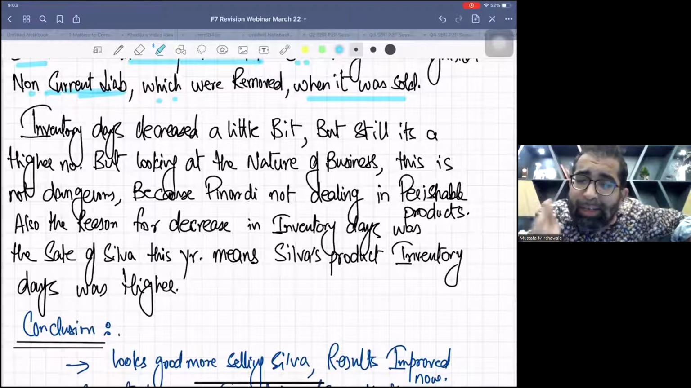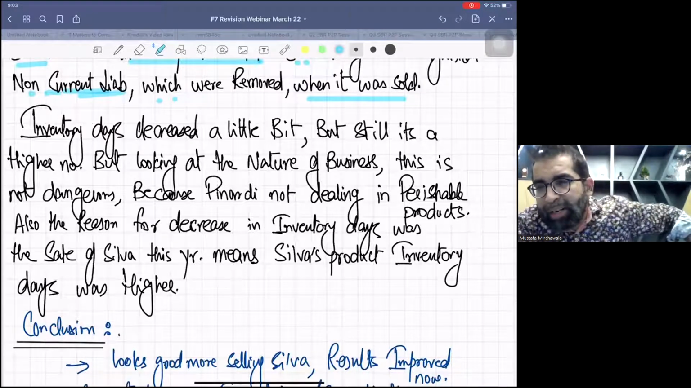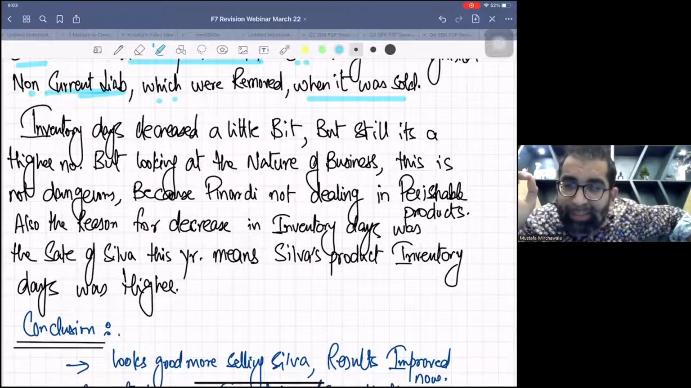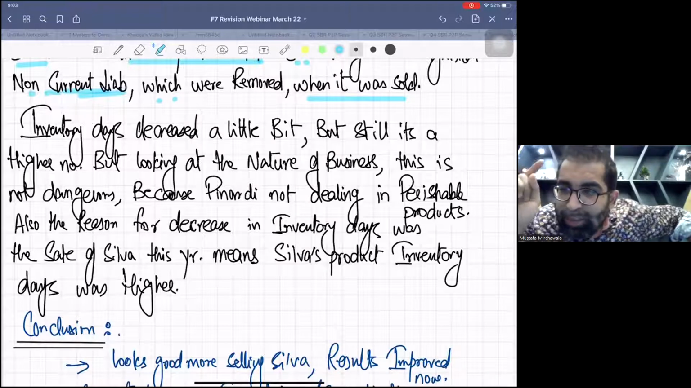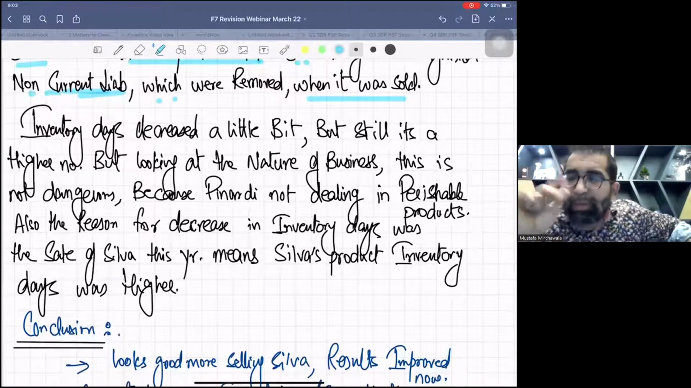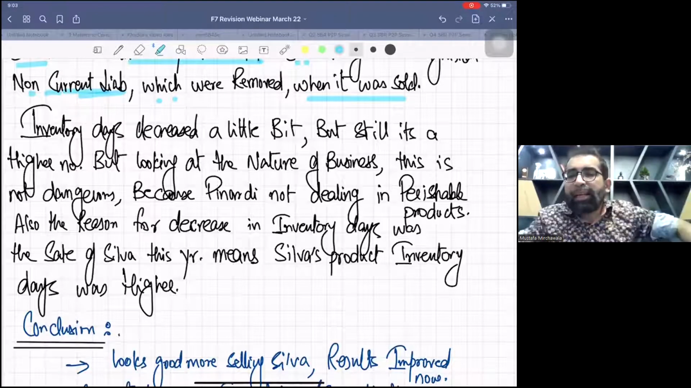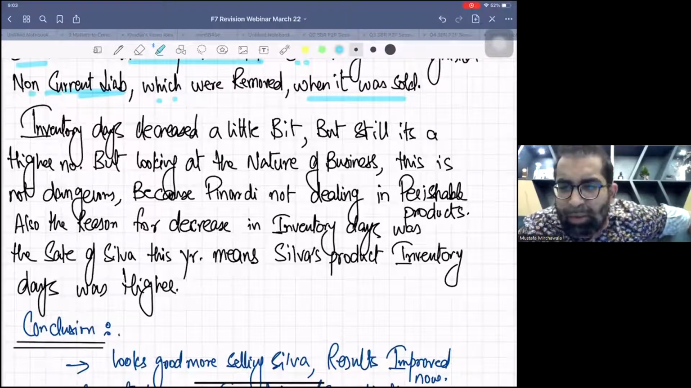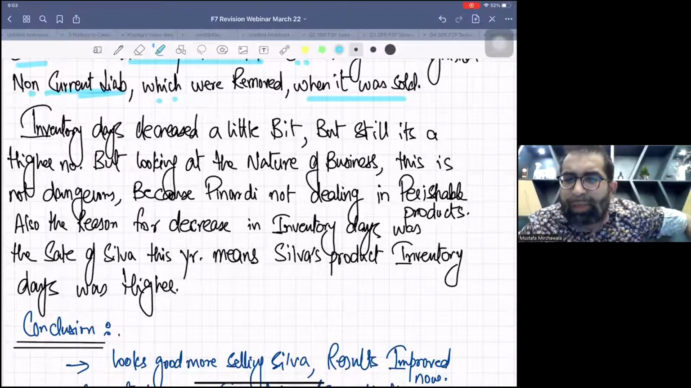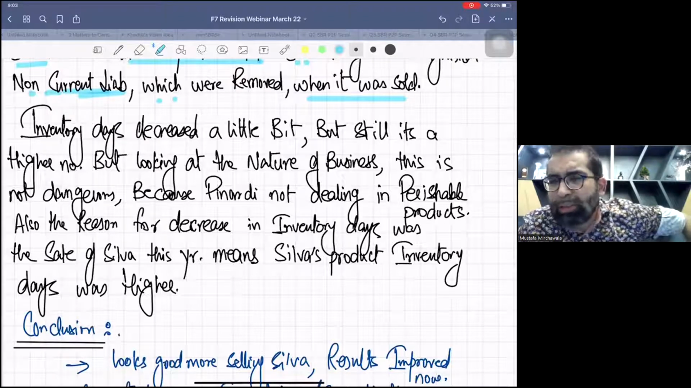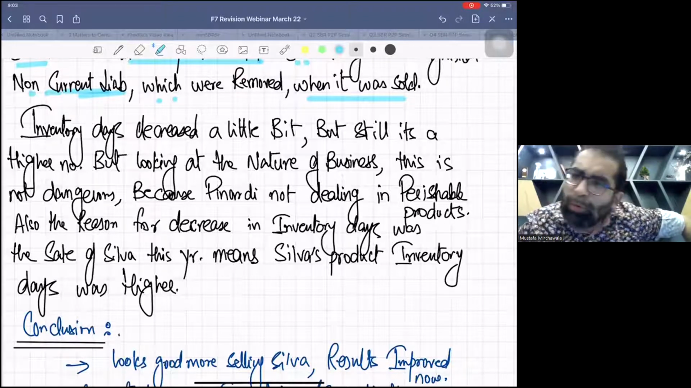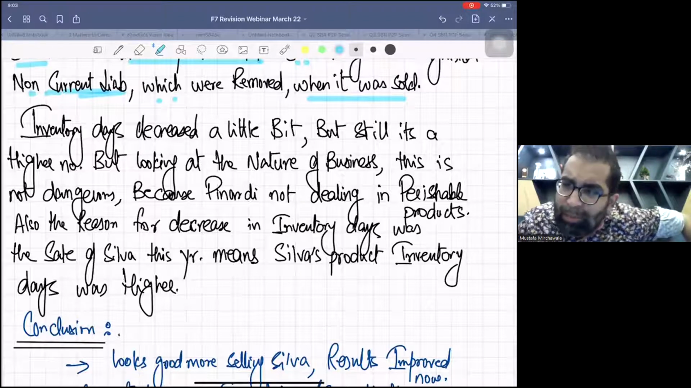Although it decreased a little bit, it is still higher, 100 plus days. But again, I would say when I started this question, my dear students, I said one thing: they deal in cosmetics and perfumes. They are not dealing in perishable goods, so there is no need to worry about it. Higher inventory days are still manageable.